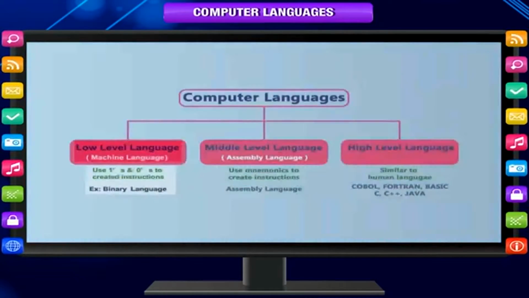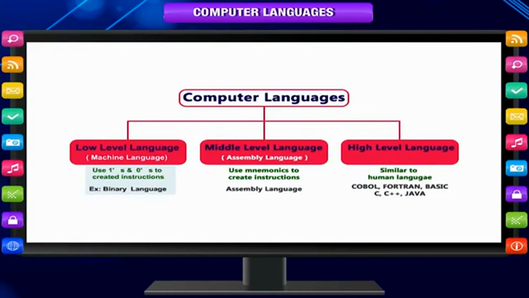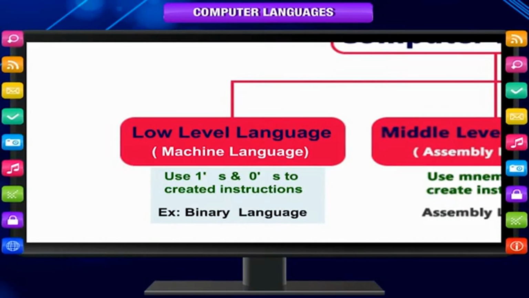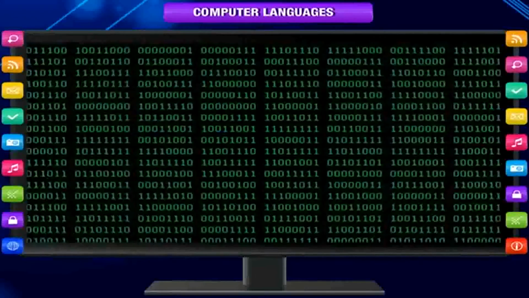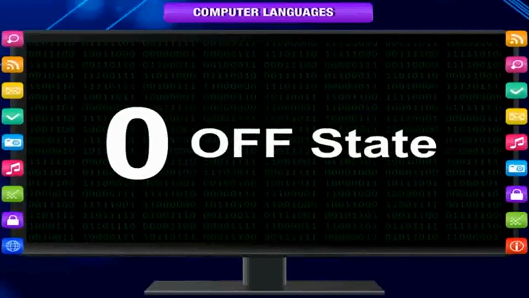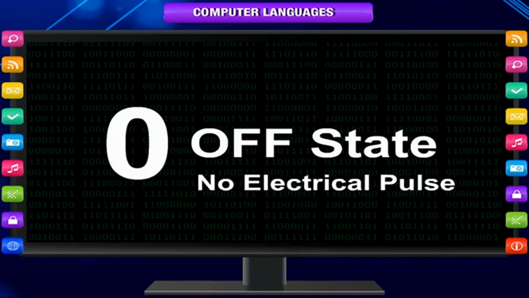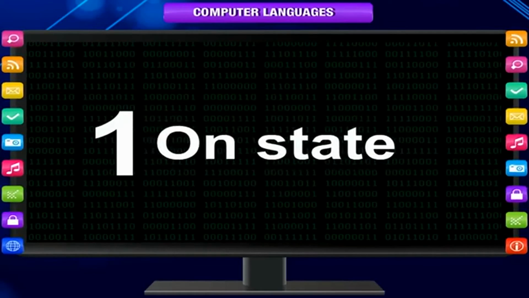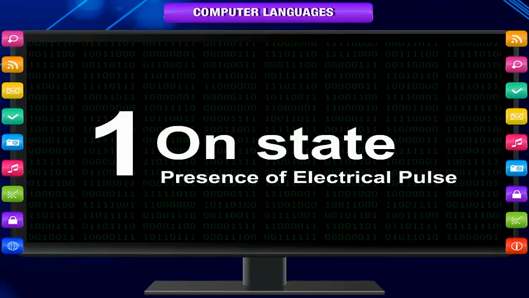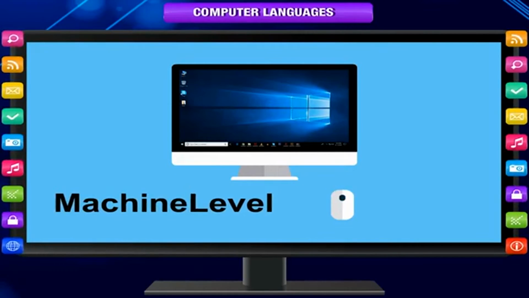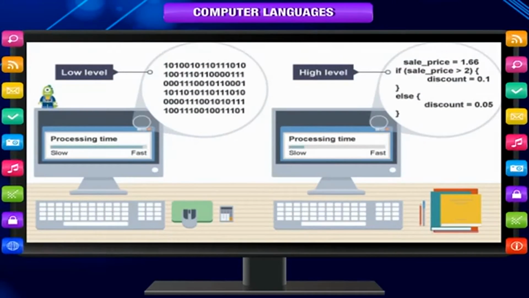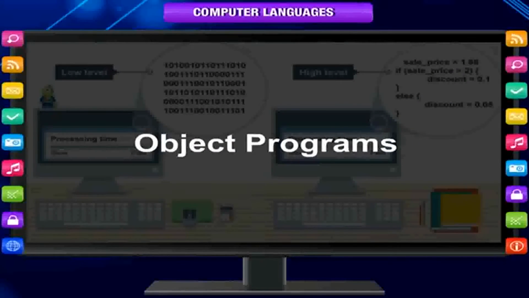Machine language. The lowest and the most basic form of computer language is the machine language. This language is coded in binary language, that is made up of zeros and ones. 0 represents off state, that is no electrical pulse, and 1 represents on state, that is presence of electrical pulse. Remember, a computer can understand this only at its machine level. Every instruction has to be written in zeros and ones only. The programs written in machine language are called object programs.